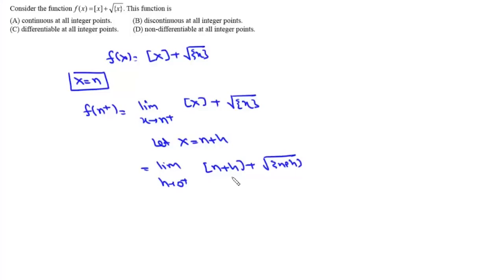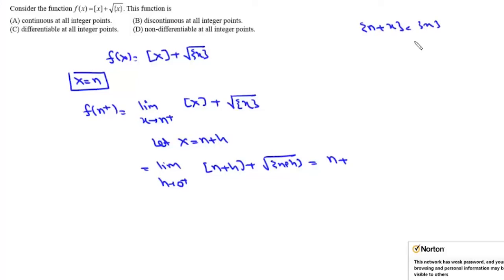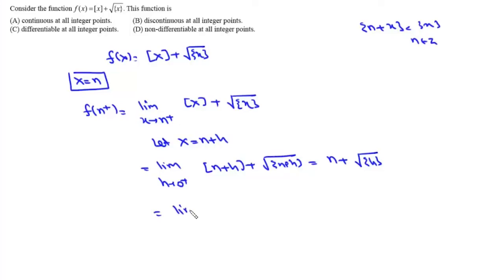Now greatest integer function of n plus h is simply n. So it will be n plus, and then we know that fractional part of n plus x is fractional part of x if n is an integer. So it will be under root of fractional part of h, and when h tends to 0 positive, fractional part of h is simply h. So it will be limit h tends to 0 positive n plus under root h, and if you put h as 0, it will be n.